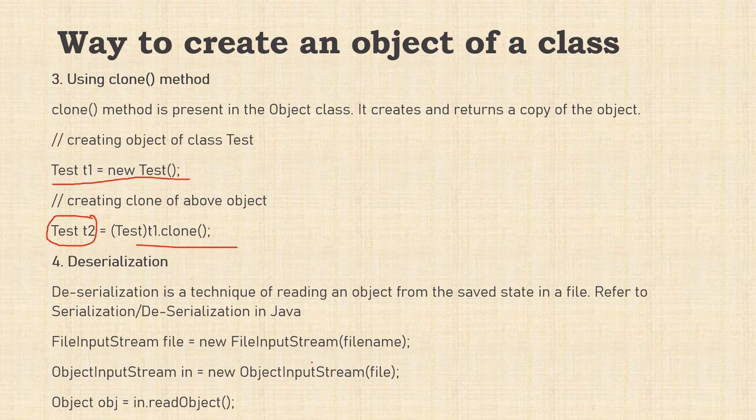Here we are creating a new FileInputStream with the file name, then an ObjectInputStream, and in.readObject. Here we are reading. At the time of deserialization we are creating the object of the class. So like this we can create an object of any class. We have four ways to create the object of any class, so you can use any scenario.